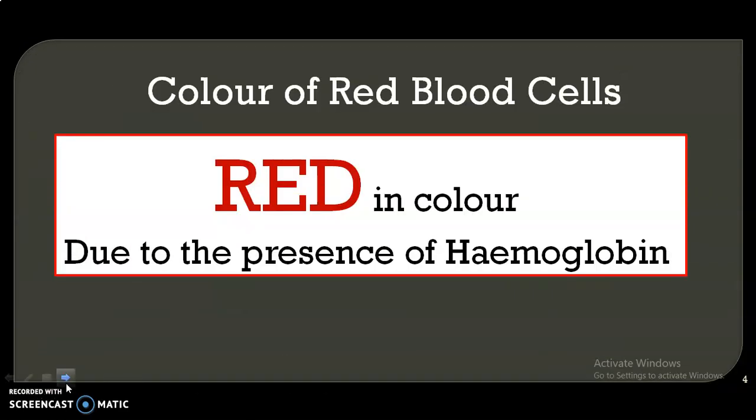Now the first question. What is the color of red blood cells? Obviously, red in color. And why is it so? The color of red blood cells is red due to the presence of hemoglobin, H-A-E-M-O-G-L-O-B-I-N, hemoglobin.